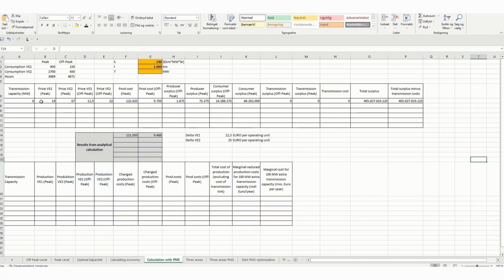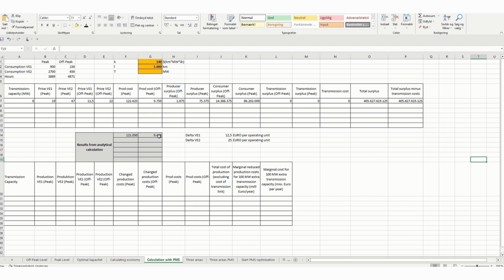Now we have done a calculation here where we have the transmission capacity of 0. There's no interconnection between the two areas. When we look at the production cost here in peak and in off-peak and compare these results with the analytical calculation, you can see that the prices here are higher than the calculation we did when we did the analytical calculation. And the same is for the off-peak period. The reason for that is that we have approximated the straight line with a staircase curve.